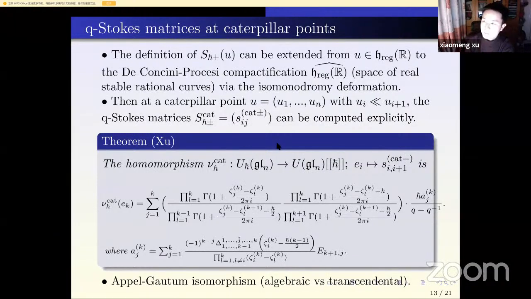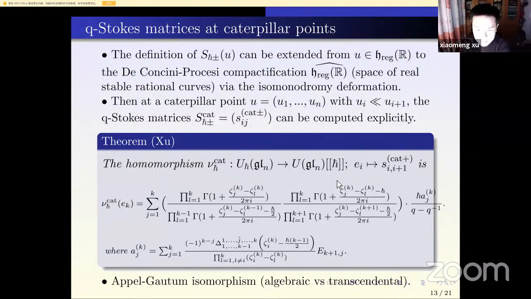Right. So this is one explicit example of a quantum Stokes matrix at a caterpillar point. Any questions? Okay, if there are no more questions, I'm going to discuss briefly its relation with representation theory.